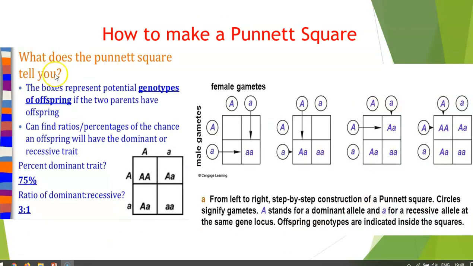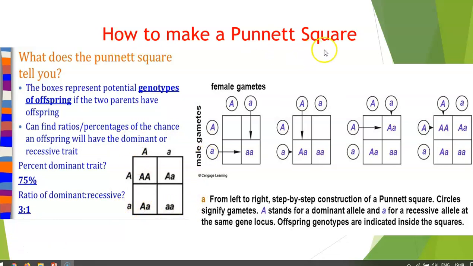What does the Punnett square tell you? The boxes represent potential genotypes of offspring if the two parents have offspring. You can find ratios and percentages of the chance that an offspring will have the dominant or the recessive trait. Look at the grid here. Percentage of dominant trait that you can see: dominant trait is represented by the capital letters. So in each of these grids you can find at least one of the capital letters. So the percentage of the dominant trait then becomes 75%. Ratio of dominant to recessive becomes 3:1.